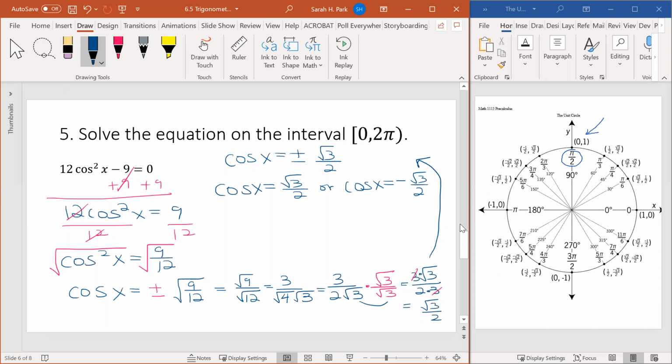So now we look and ask, where is the x coordinate positive root 3 over 2? Well, the x coordinate is positive root 3 over 2 at pi over 6 and 11 pi over 6. And let's also look for where the x coordinate is negative root 3 over 2. That happens at 5 pi over 6 and at 7 pi over 6. So it looks like we have 4 solutions. For the positive root 3 over 2, we got pi over 6 and 11 pi over 6.